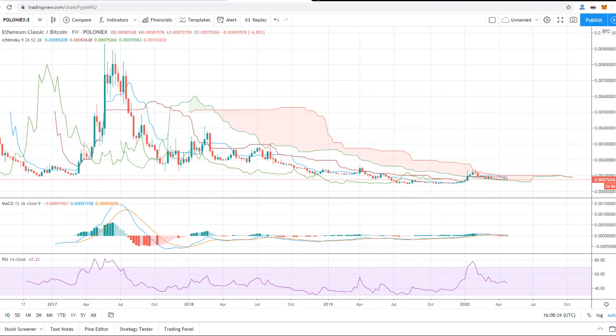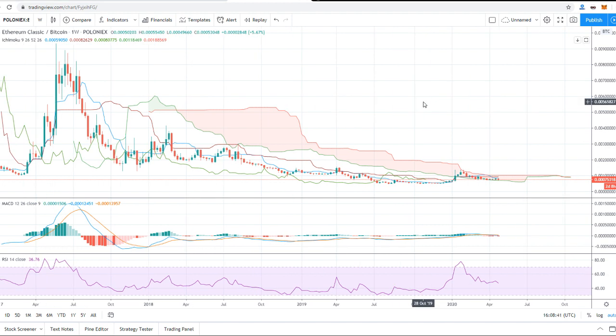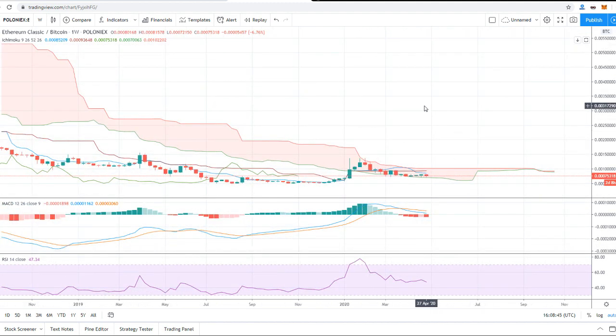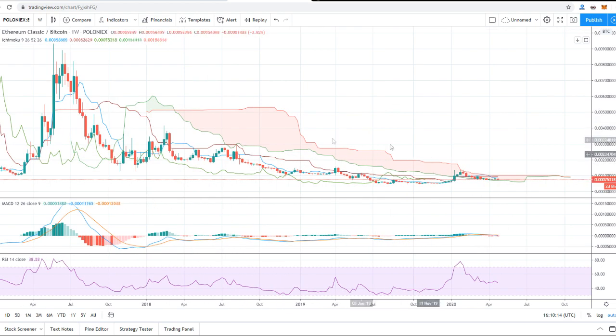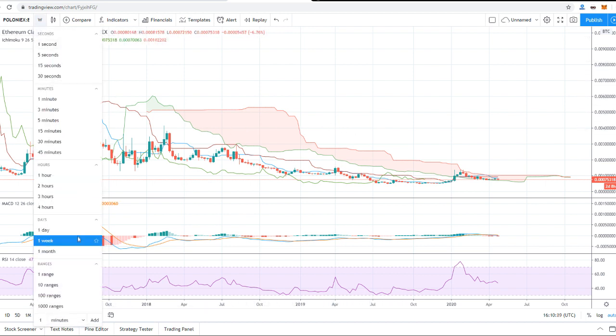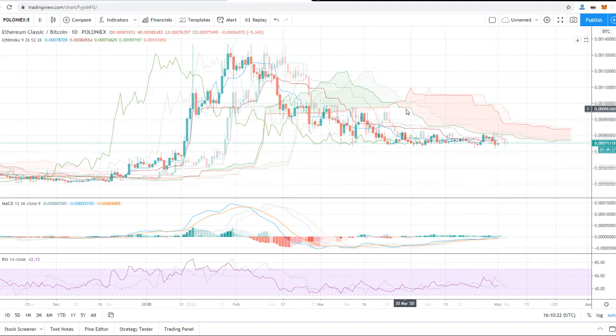Okay, so this is the chart of Ethereum Classic on Poloniex. Poloniex is one of the older cryptocurrency exchanges, which is why I have used it to plot this chart. Before I delve into details, this red thing is the Ichimoku cloud. This acts as resistance, and the green clouds act as support. So these are areas of support and these are areas of resistance. This is the weekly chart of the Ethereum Classic. Let me move over to the daily chart.